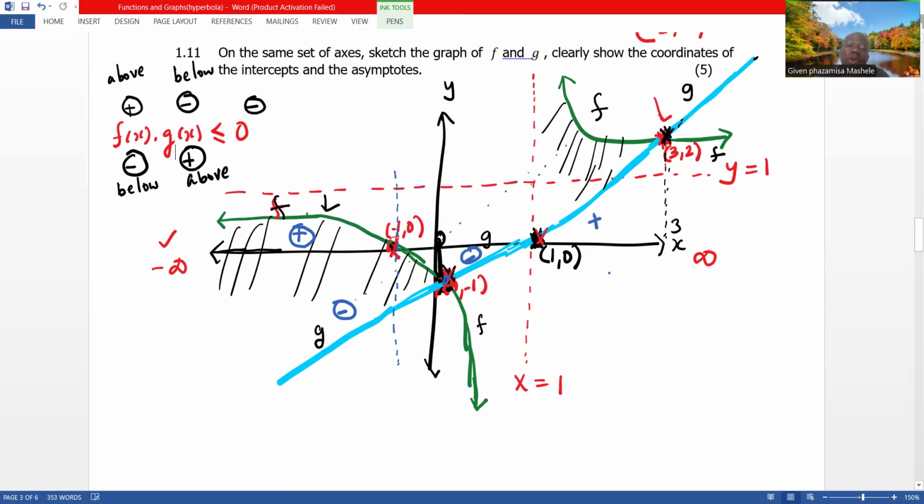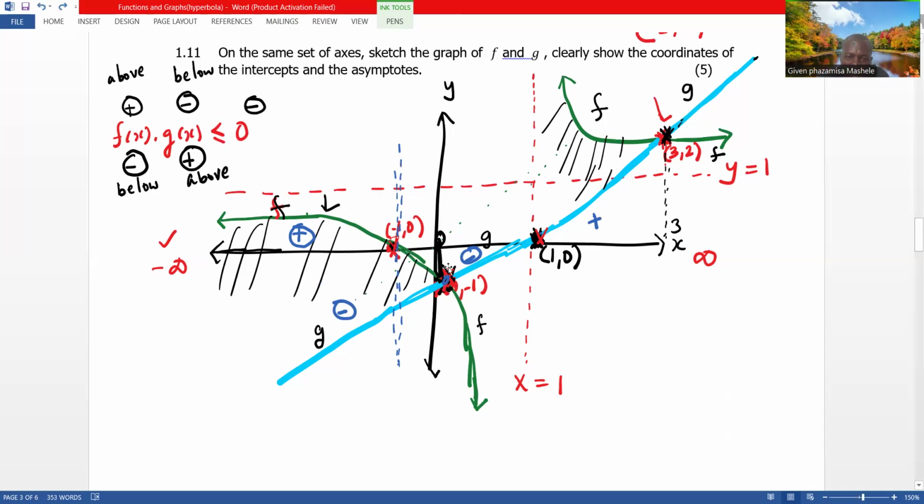So we want where one graph is above and the other one is below. And where is this point? It means you can say any number less than minus 1, that's where we have f above and g below. But just look at between minus 1 and 0.